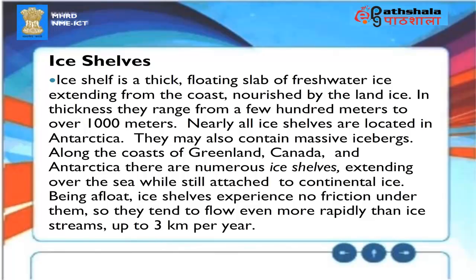Ice shelves. An ice shelf is a thick, floating slab of freshwater ice extending from the coast, nourished by the land ice. In thickness, they range from a few hundred meters to over 1,000 meters. Nearly all ice shelves are located in Antarctica. They may also contain massive icebergs. Along the coasts of Greenland, Canada, and Antarctica, there are numerous ice shelves extending over the sea while still attached to continental ice. Being afloat, ice shelves experience no friction under them, so they tend to flow even more rapidly than ice streams, up to 3 kilometers per year.